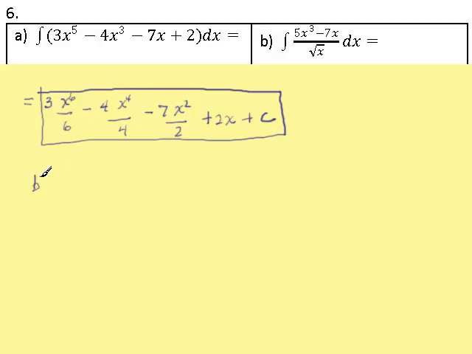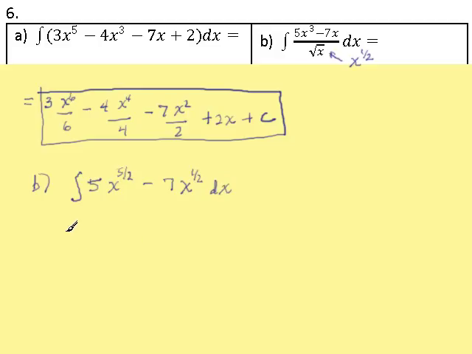All right, in part B, we'd also like to use the power rule here. So we'd like to divide by square root of x term by term, but let's rewrite square root of x as x to the 1/2. Okay, so now we're going to rewrite that integral. So here we have 5x cubed divided by x to the 1/2. So that's subtracting exponents. We have 6/2 minus 1/2, so that's x to the 5/2 minus 7x to the 1 divided by x to the 1/2, so that would be x to the 1/2.